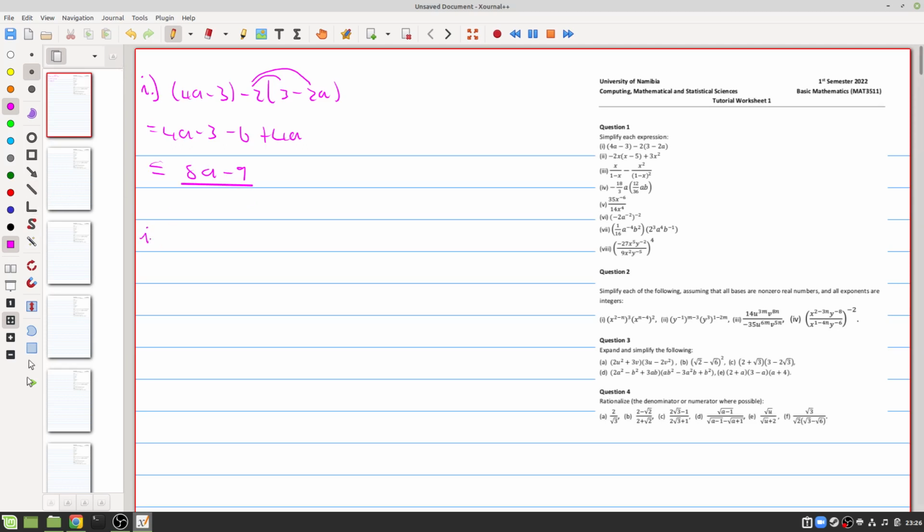Then the second question, I'm just going to go through these. Whenever you feel like you've got a different way of approaching the question, or you tried something else, let me know in the comments below, and we can have a discussion about that.